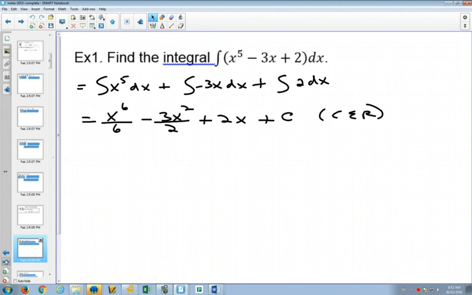Now, technically, there would have been a plus C for the first one, a plus D for the second one, a plus E for the third one, 3 different possible constants. But when you add all those together, you would still have 1 constant. And so you can just write plus C at the end.